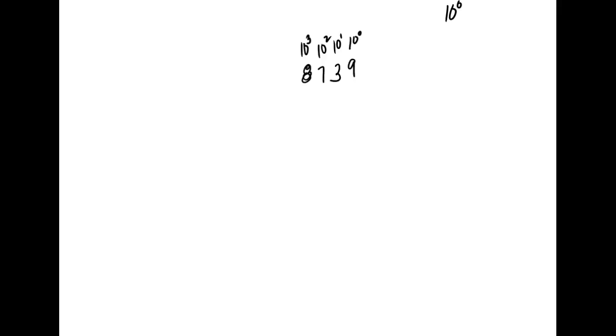10 to the 0 is 1. Always. Any number raised to the 0 power is 1. You could put 1 billion and raise it to the 0 power, and it would come up and be 1. Well, binary, these are the only digits we have in binary. That's it. Zeros and 1.